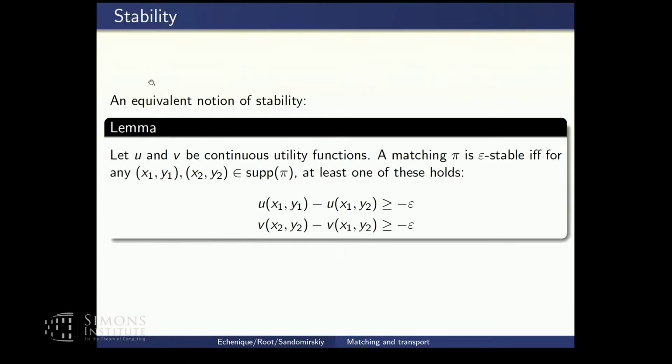However, if you don't like it, I have an equivalent one. This one requires u and v to be continuous. If they are continuous functions, then a matching is epsilon-stable if, when I take two couples in the support of π and mismatch them, they don't want to block. This little lemma shows that the two things are equivalent. Anyway, hopefully this makes sense as the natural notion of stability.